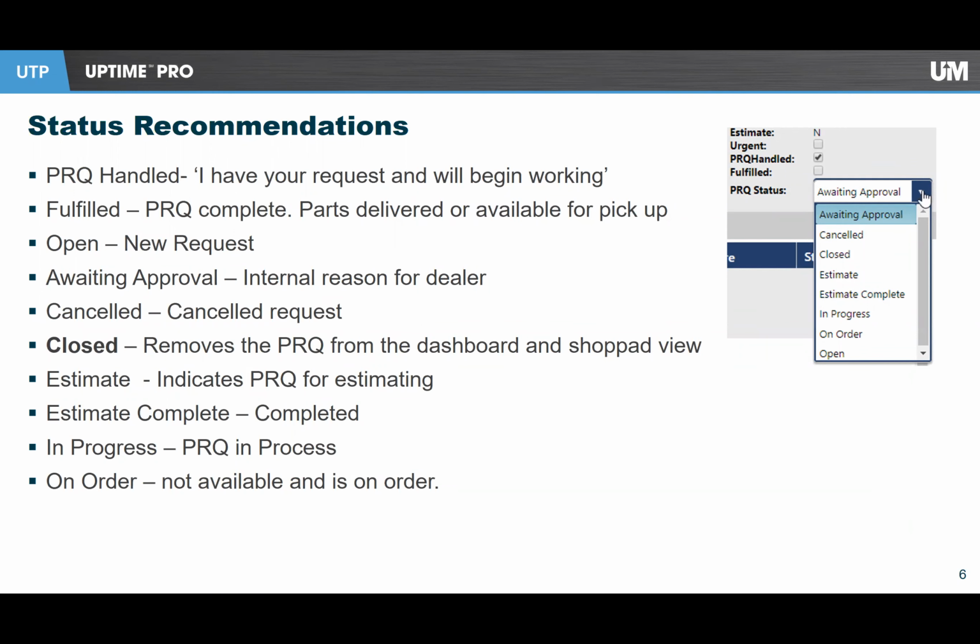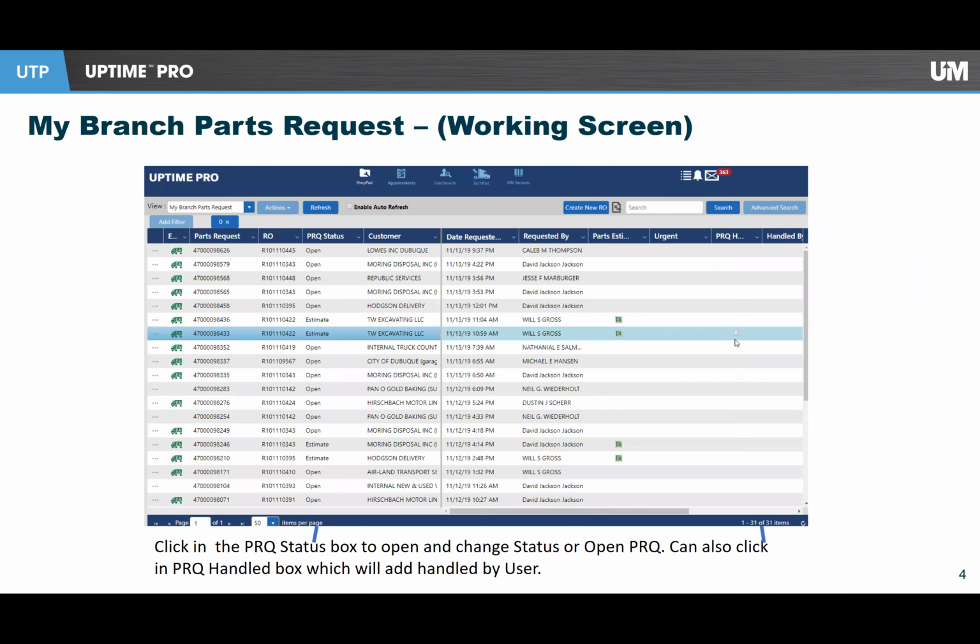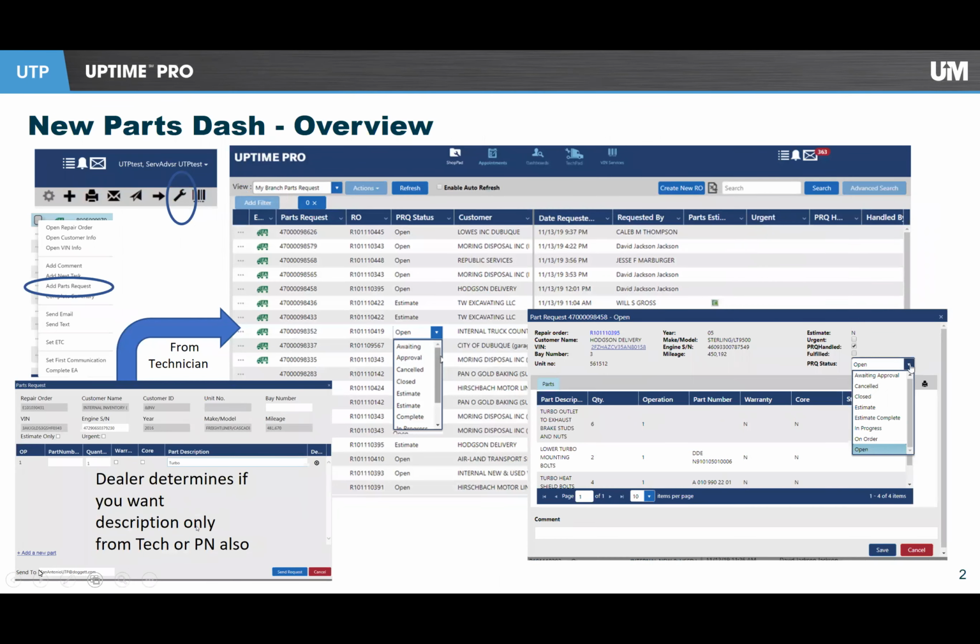We said, if the status is handled, PRQ handled means I have your request and I'm starting to work on it. That's a quick indicator that somebody is actually reading my request and I'm starting to have some action happen. Fulfilled means the parts request is complete. That can be whatever your dealership deems as complete. Open is a brand new request. Nobody's touched it, handled it, or done anything with that. Awaiting approval could be an internal mechanism that you can work with. If you notice, when we do the parts request, it still actually sends an email.